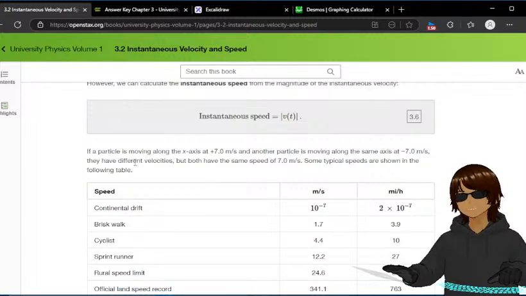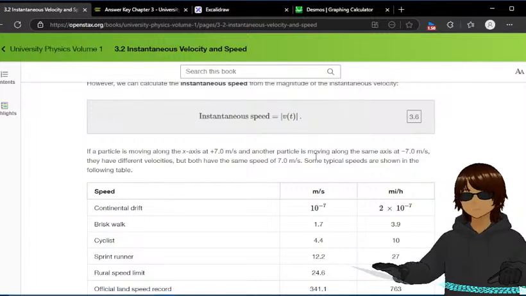The particle moves along the x-axis at 7 meters per second, and another particle moving along the same axis at minus 7 meters per second. They have different velocities, but both have the same speed, 7 meters per second.